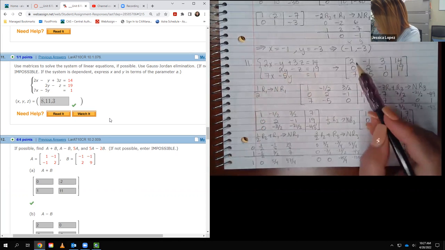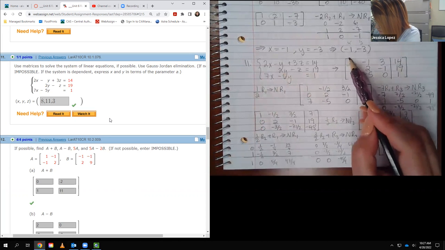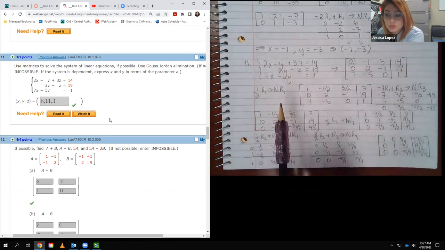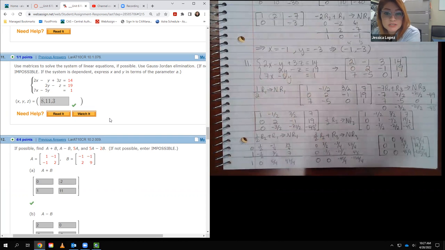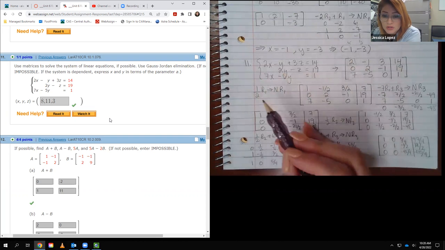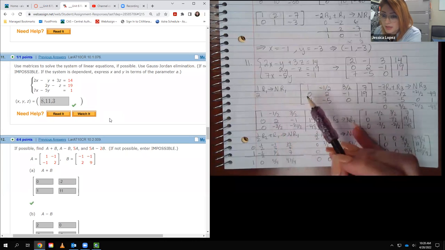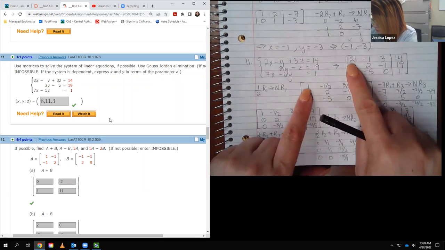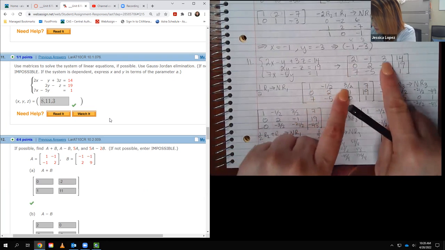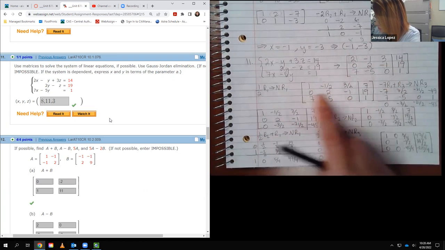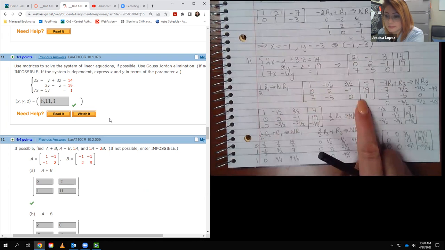Now I do need to get a 1 up here in the top left corner. And currently it is a 2. So I'm going to multiply by the reciprocal of 2, which is 1/2. So 1/2 times row 1 to give me my new row 1. And so the result here is going to be 1, negative 1/2, 3/2, and 7. Row 2 and row 3 stayed exactly the same.